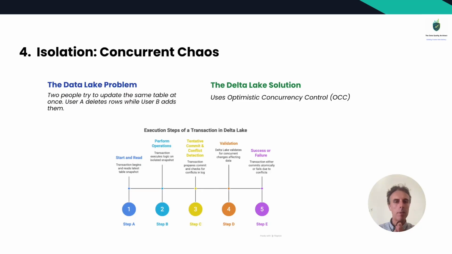Next is the success or failure decision. So if there are no conflicts, it's easy. The transaction is marked as successful.